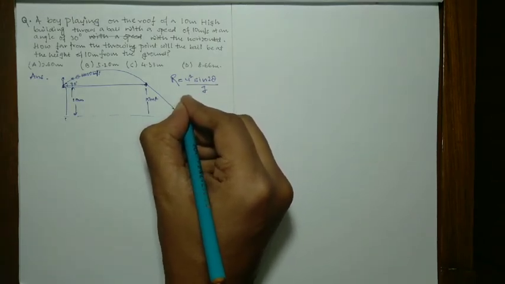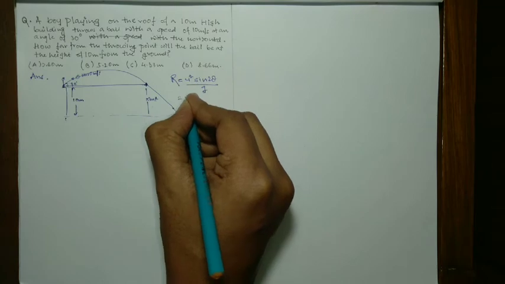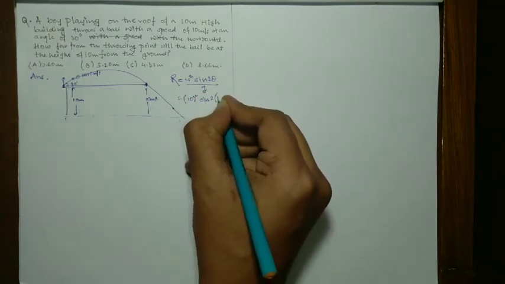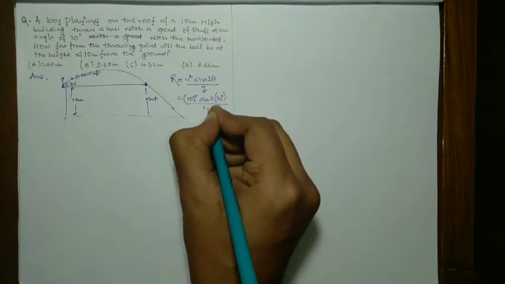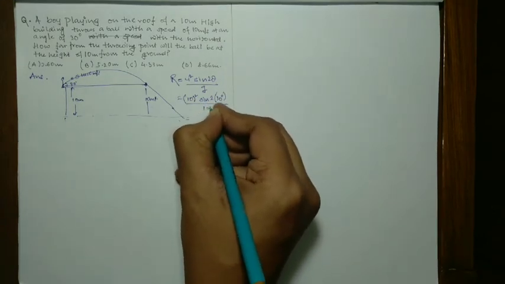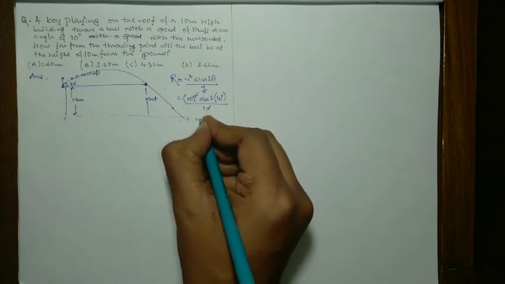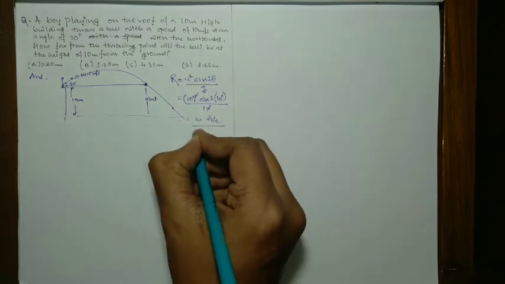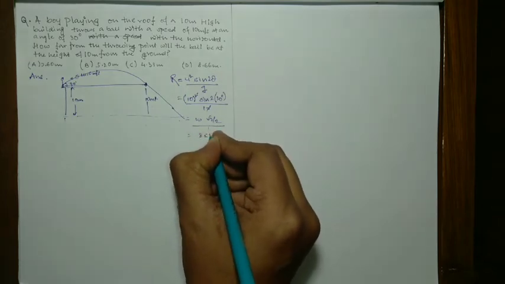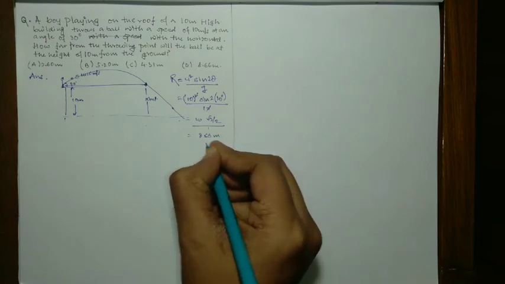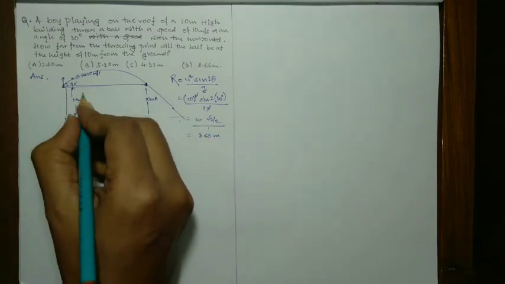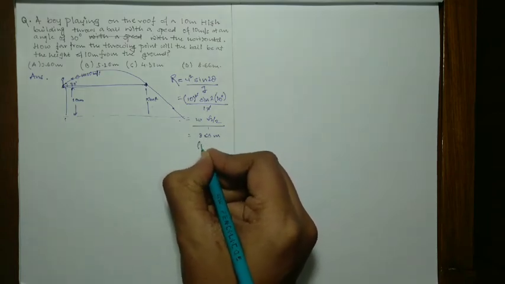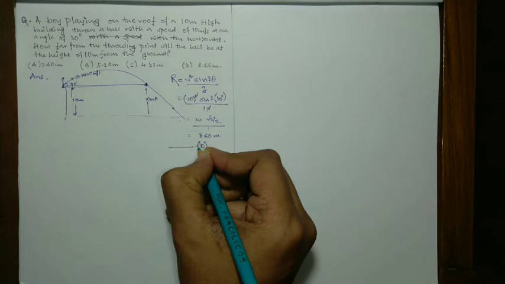Now here it's given u equals 10, so R equals 10 square sine of 2 into 30 degree by 10. Cancelling, it's 10 into root 3 by 2, which is nothing but 8.66 meter. So this horizontal distance is 8.66 meter, which is option D. Thank you.